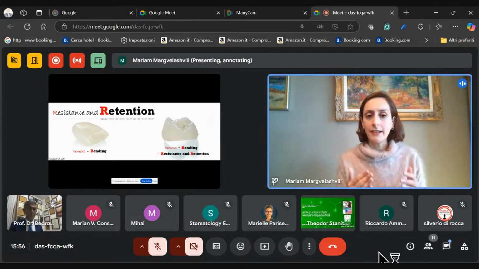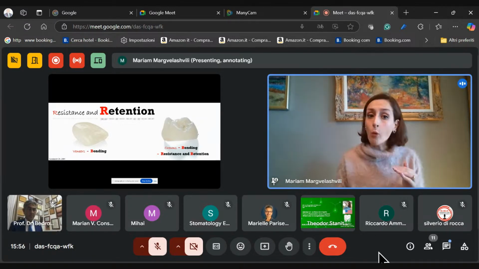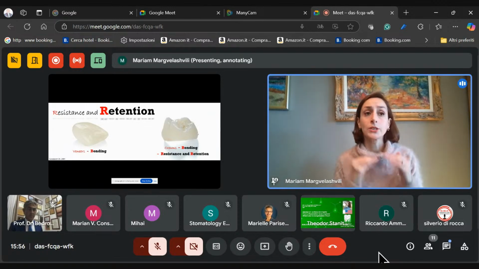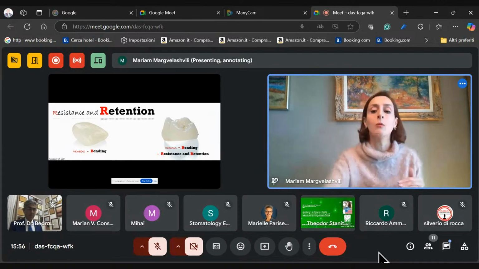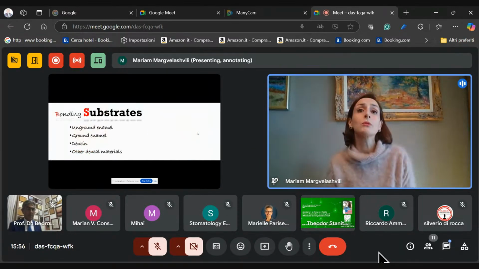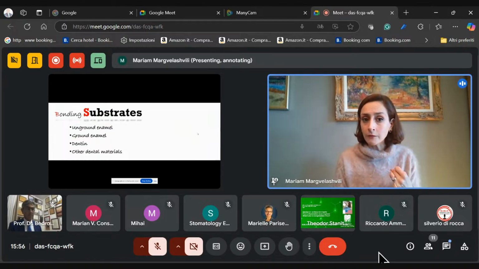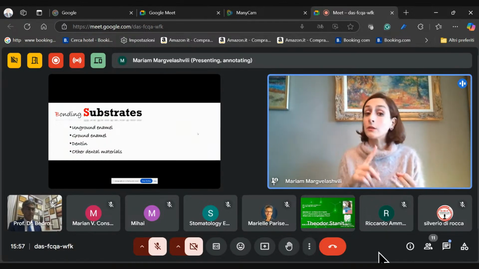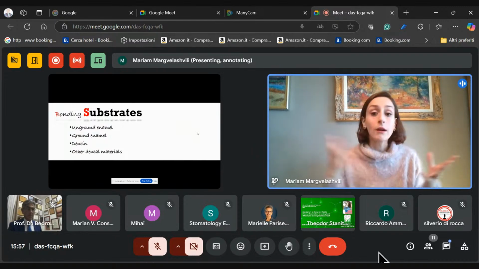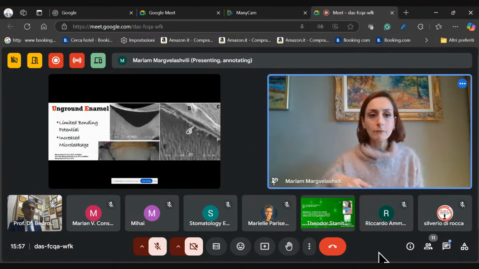Again, if you choose veneers, palatal and facial, you should understand that there is no resistance and retention form, and the only retention we have is bonding. We're solely relying on bonding. And if we're relying on bonding, we really need to know what we are bonding to. Is it ground enamel, the virgin enamel? Is it dentin or other dental materials?